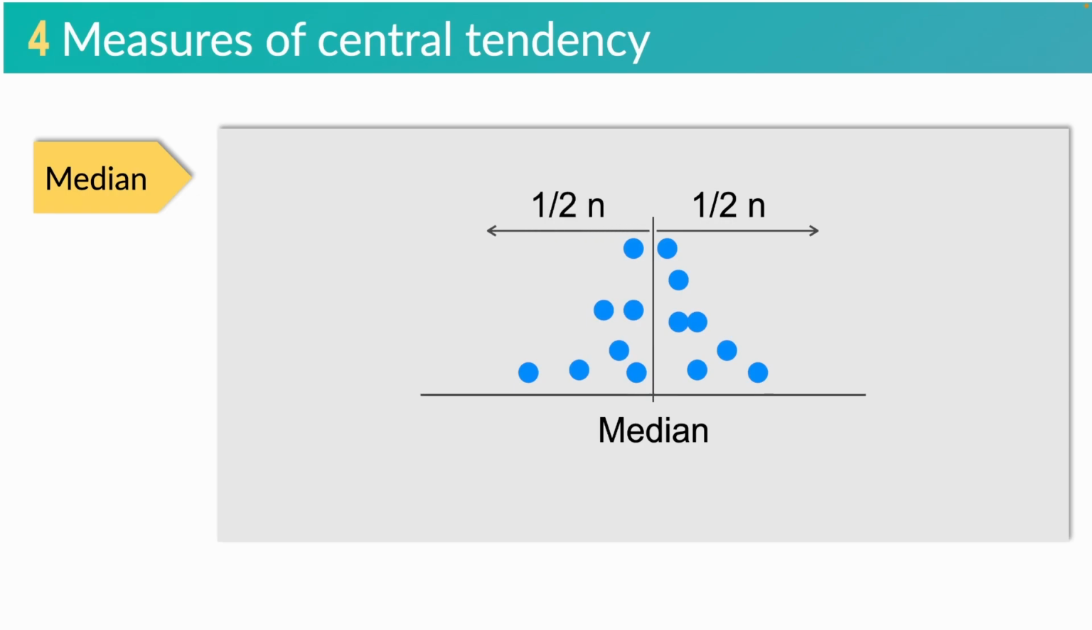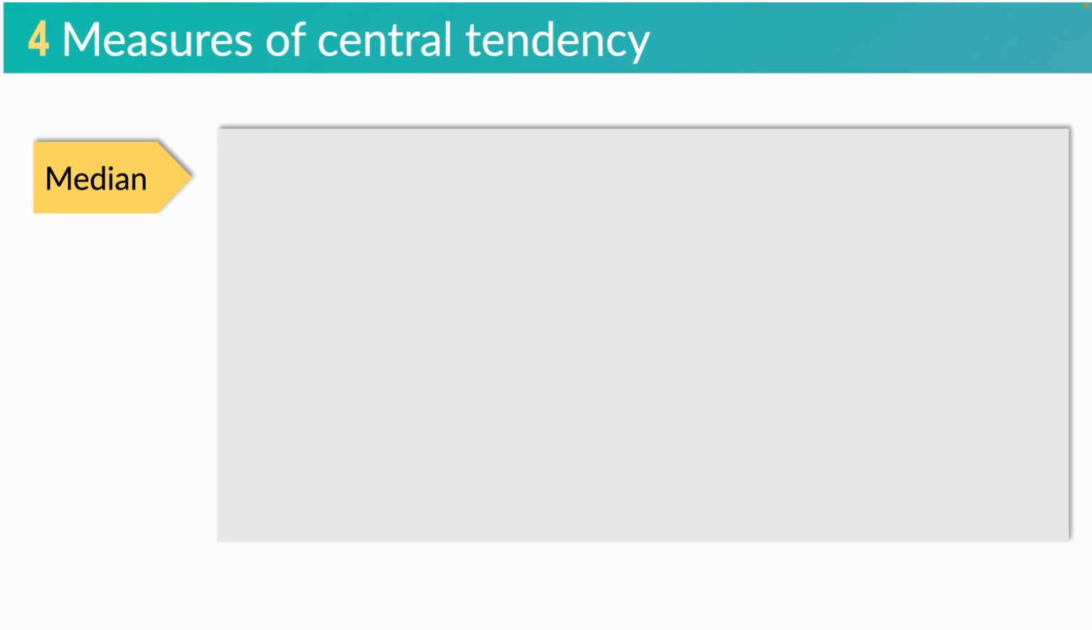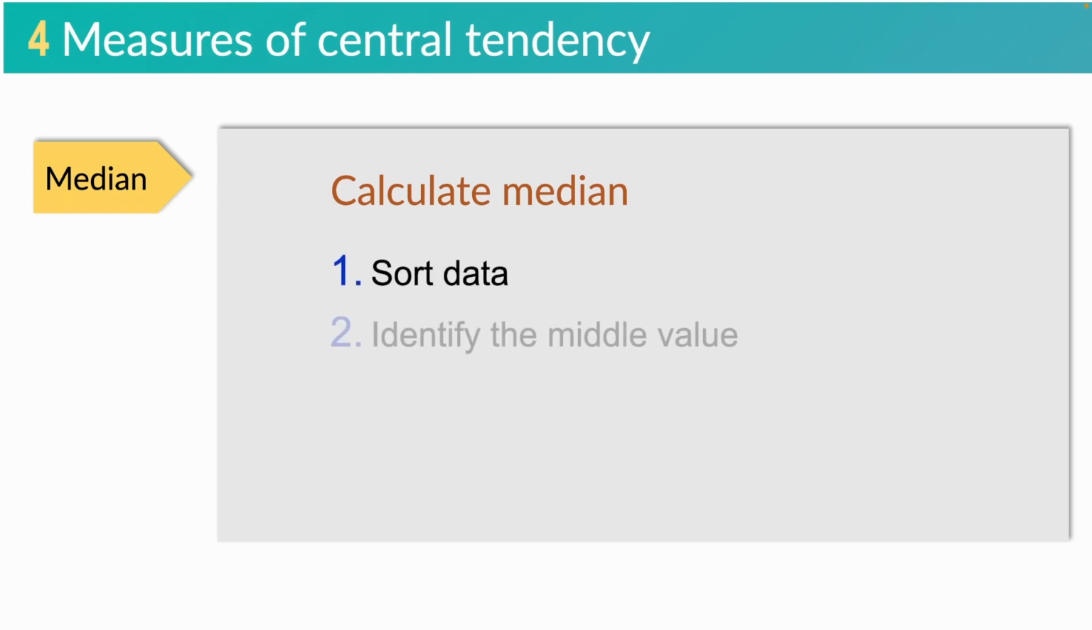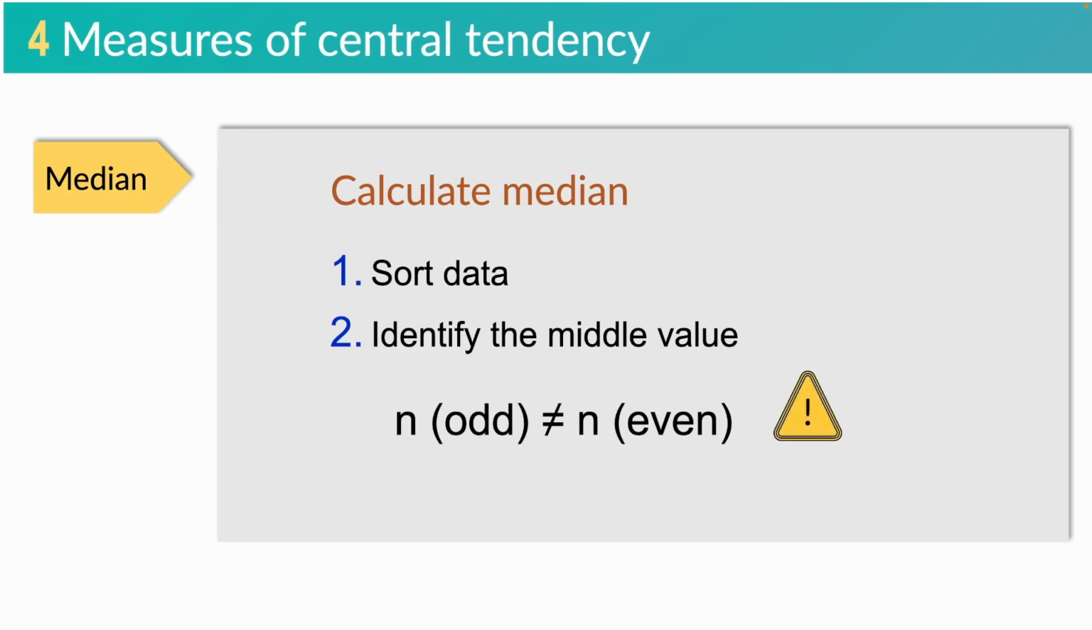This value divides the observations of a sample into two equal halves, a lower half and a higher half. To calculate the median, first we need to sort the data from the lowest to the highest. Then we identify the value that separates the data into two equal halves. The first step of sorting data is similar between samples with odd and even sample size, but the way of identifying the median is different between the odd sample size and even sample size.